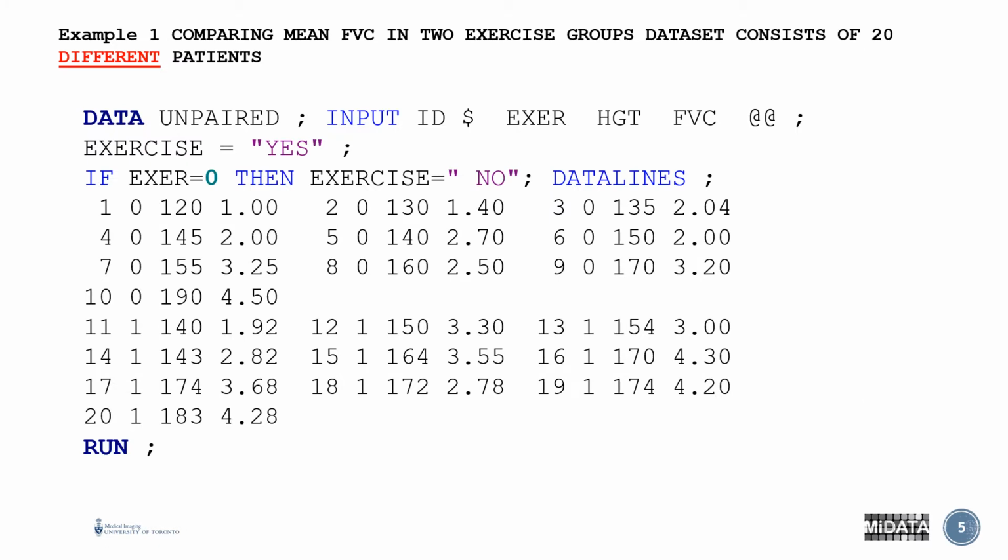Okay, here's our data set. We're starting with unpaired. In this case, as you've seen before, here's our input statement. The $ sign refers to characters in this variable. An interesting little twist here. Exer is the yes, no, but as in 0, 1, so it's a number. That's the reason we don't have the $ sign. But then we create a variable called exercise, where basically we're saying exercise equals yes, but if exer equals 0, then overwrite exercise with no. And what this does is it creates now a character variable for exercise yes, no.